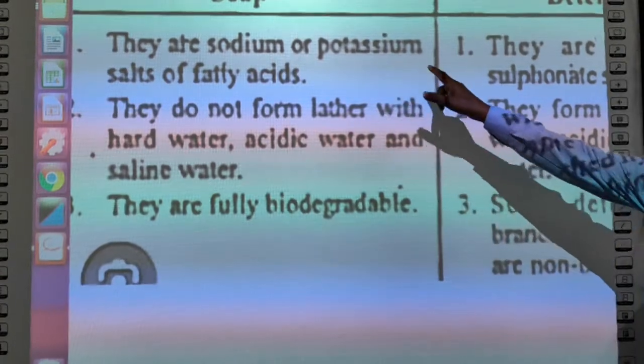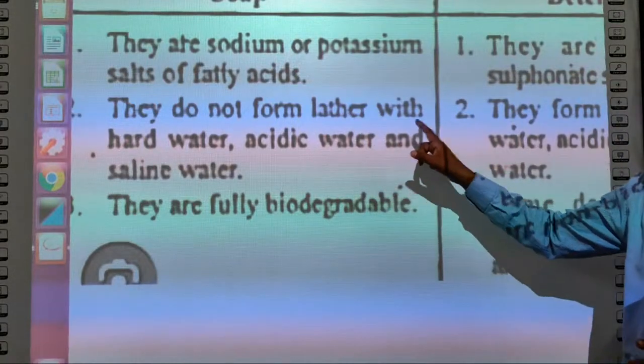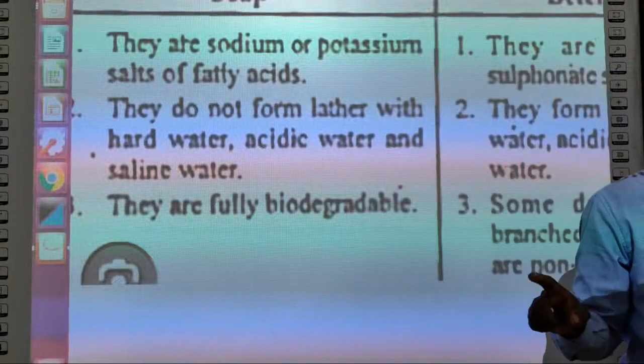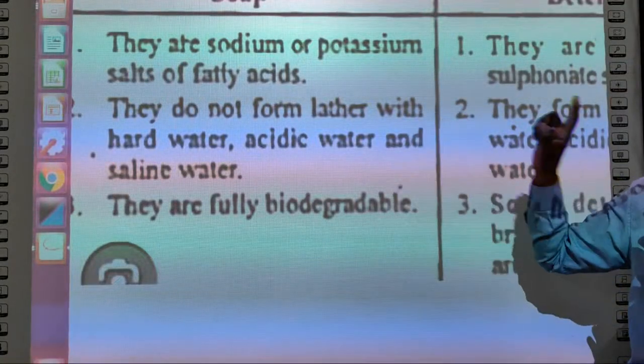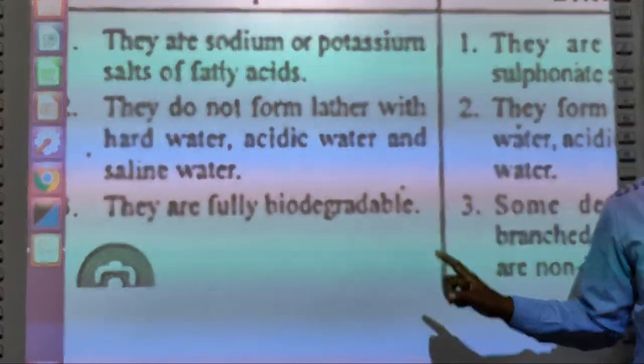They are sodium or potassium salt of fatty acid. They do not form lather with hard water or acidic water and saline water. जो hard water है उसमें वो lather form नहीं करते हैं. So they are fully biodegradable.